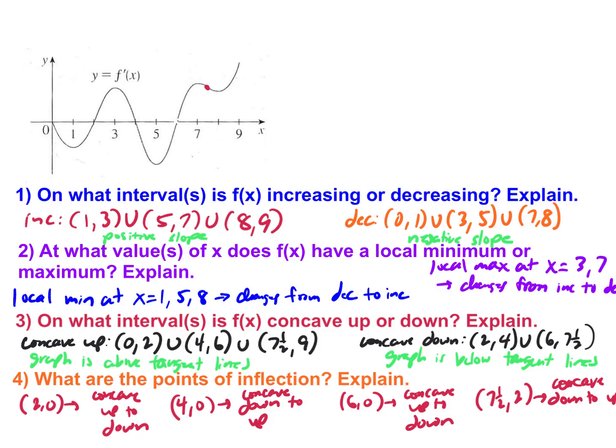So again, here are my points of inflection there, there, and there. So when you're given the graph, it's pretty straightforward, pretty simple. Eventually we'll talk about when you are given the first derivative graph, how to tell all those things. But we're not there yet, okay? Questions so far?